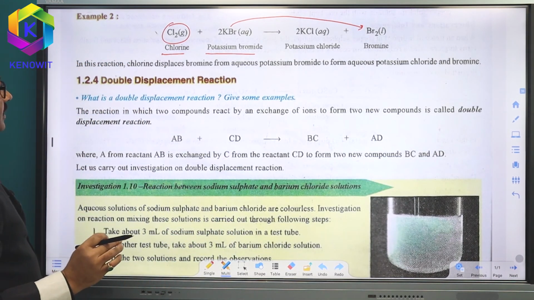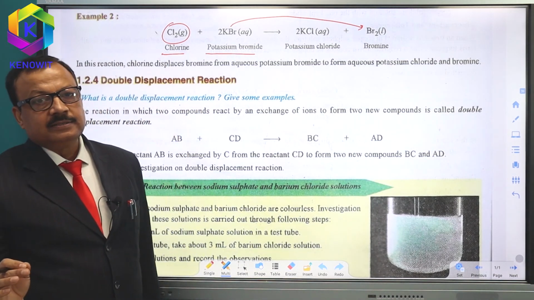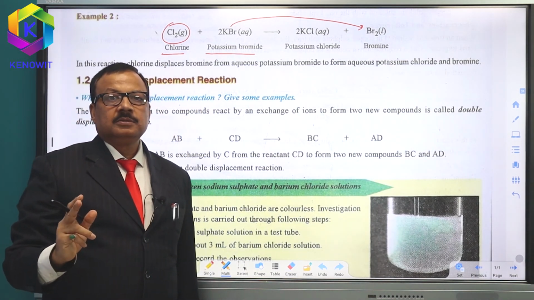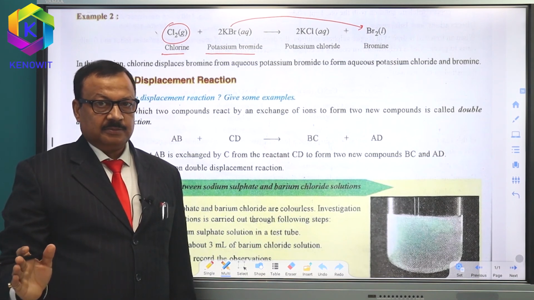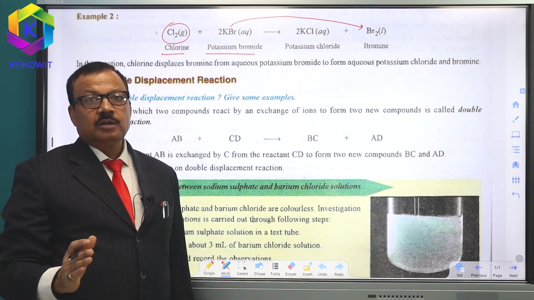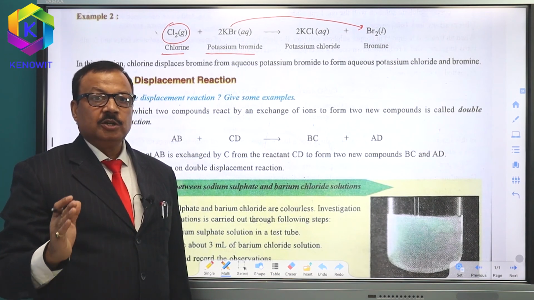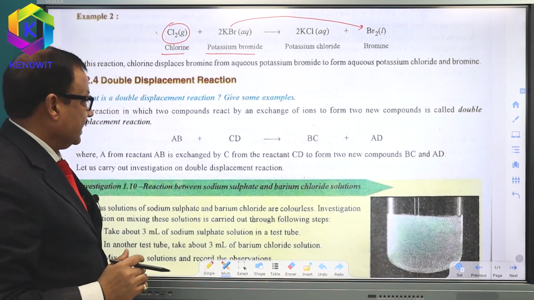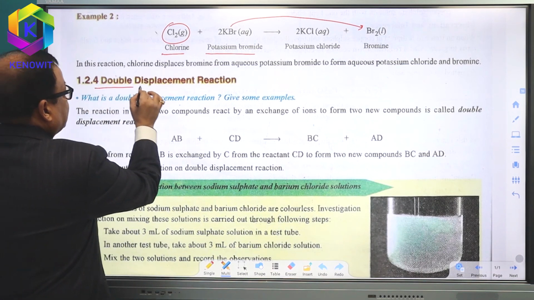So basically single displacement or displacement reaction is divided into two parts. Number one, metal displacement, and number two, non-metal displacement. So this displacement is based on the reactivity of the metal or the reactivity of the non-metal. Then the next topic is double displacement reaction.